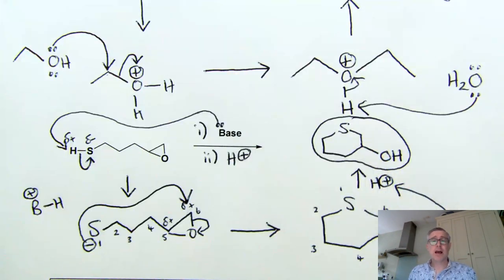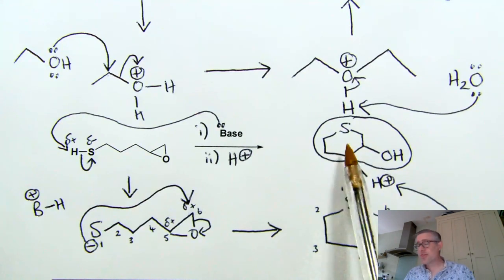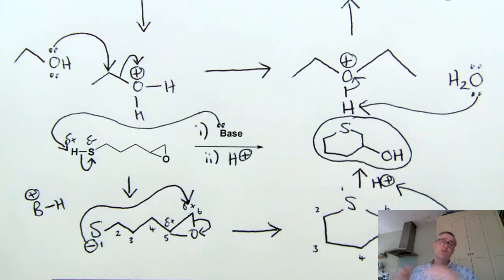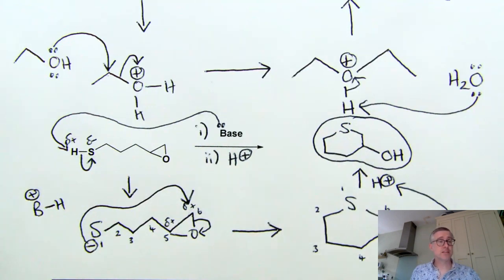Would you have simply looked at that reaction and known what was going to happen? That it was an internal nucleophilic attack of a deprotonated thiol on an epoxide to make a thioether ring? No. Does mechanism allow us to work it through step by step? Yes, it does.